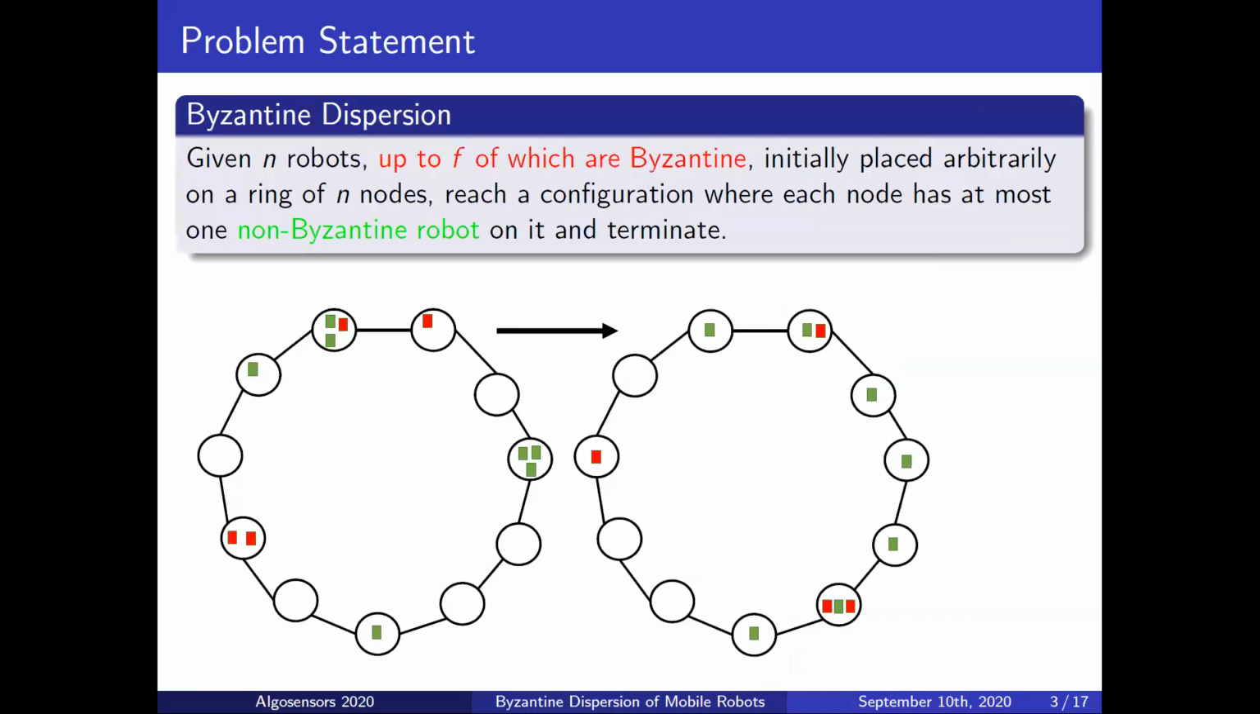Simple enough. Now, what happens when you introduce Byzantineness into the picture? Well, of these n robots, up to f of them are Byzantine. And our final configuration that we want to reach, what we want now is, instead of each robot occupying exactly one node, we want to discard the Byzantine robots and focus only on the non-Byzantine robots. And we want, for the set of all non-Byzantine robots, each of those robots to occupy only one node. Or put another way, no node should have more than one non-Byzantine robot on it. Once such a configuration is reached, we want the robots to terminate.